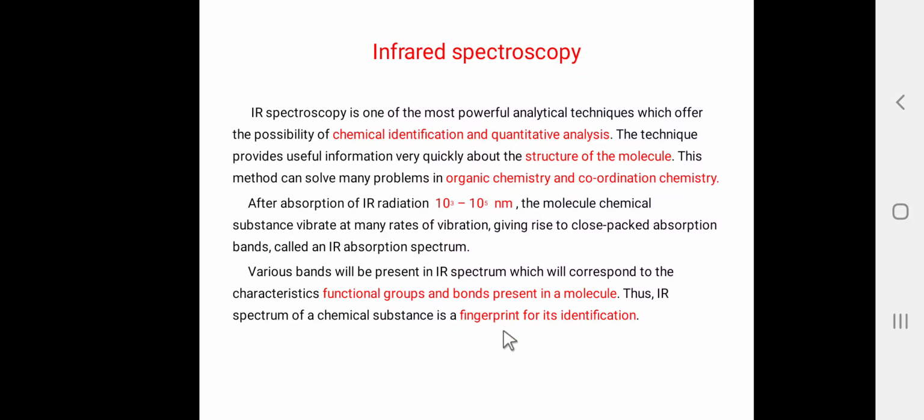So here all of you know that a person can be identified from his fingerprint. In a similar way, if we have the IR spectrum of an organic compound, then that compound can be identified with the help of the IR spectrum. So the IR spectrum of a chemical substance is a fingerprint for its identification.